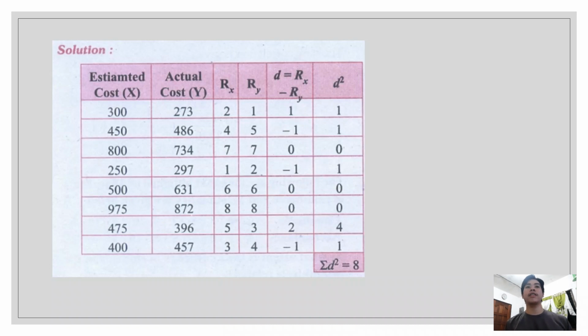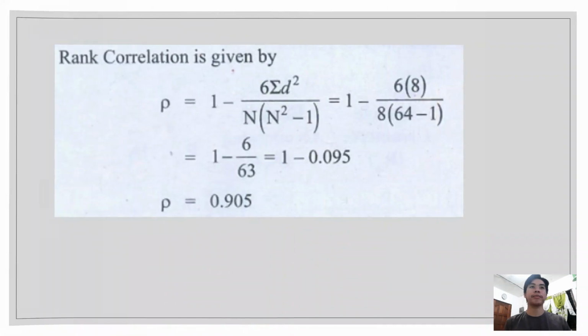Then, having the differences D, we just need to square the value of our D. 1 squared is 1, negative 1 squared is 1, 0 squared is 0, negative 1 squared is 1, 0 squared is 0, 0 squared is 0, 2 squared is 4, negative 1 squared is 1. Then find the sum of our D squared. Just add all the values of D squared, and we got a sum equal to 8.